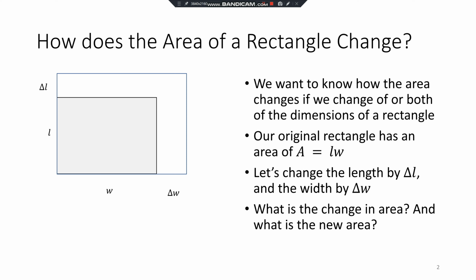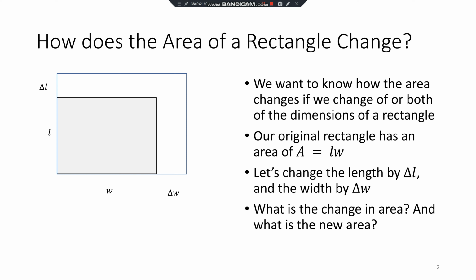We're going to look at a few different calculus concepts by looking at a simple example: how the area of a rectangle changes. We know the area of a rectangle is its length times width. And we can see to the left that the original rectangle is shaded in gray. What we want to know is what happens when we change the length by delta L and the width by delta W. What is the change in area from our original rectangle? And what is the area of the new rectangle? The new rectangle is outlined in blue.